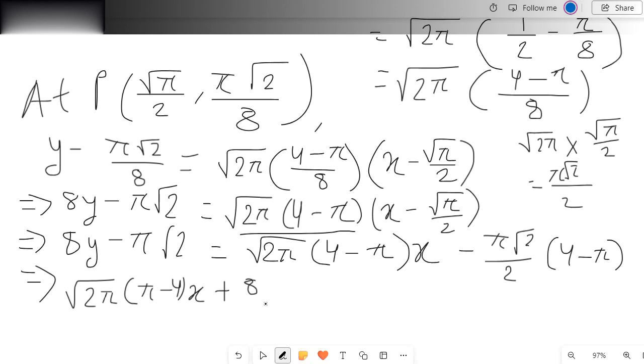and then plus 8y minus pi root 2 plus pi root 2 by 2 multiplied with 4 minus pi is equal to 0.